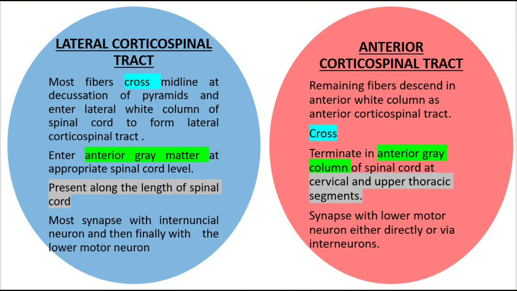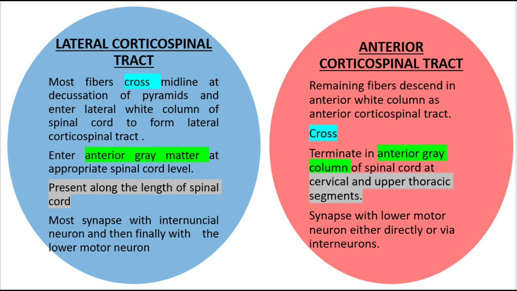Then they would enter the lateral white column of spinal cord to form lateral corticospinal tract. And when we talk about the anterior corticospinal tract, how is it formed? Basically, the remaining, we can say about 10% of the fibers, descend in the anterior white column as anterior corticospinal tract without decussation, without crossing over, you could see.